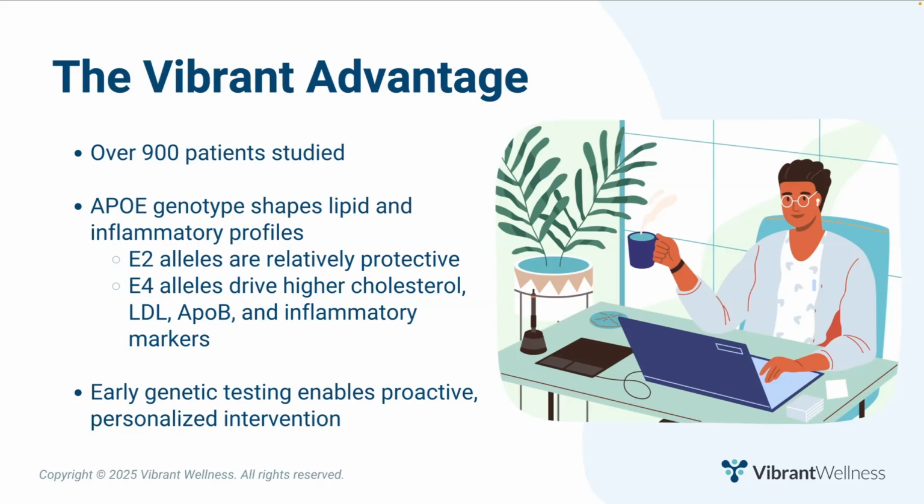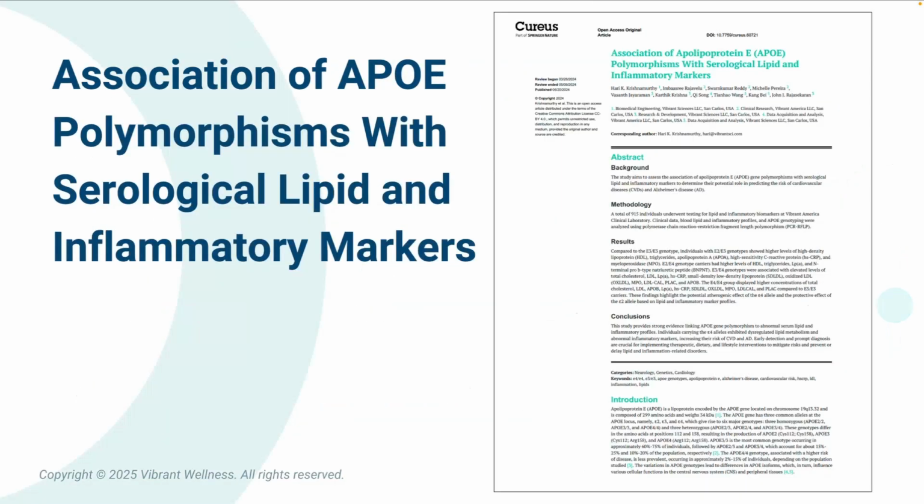To recap, this Vibrant study of over 900 patients showed that APOE genotype profoundly shapes lipid and inflammatory profiles. In general, E2 alleles are relatively protective, while E4 alleles drive higher cholesterol, LDL, ApoB, and inflammatory markers, translating to greater cardiovascular disease and Alzheimer's disease risk. And early genetic testing enables proactive and personalized intervention.